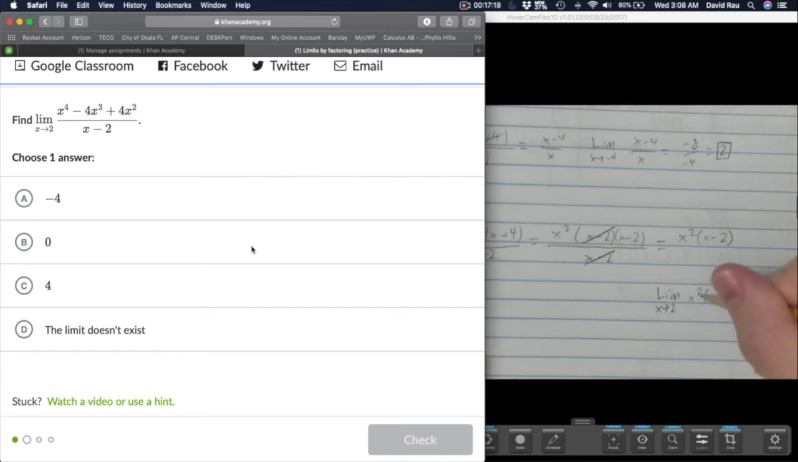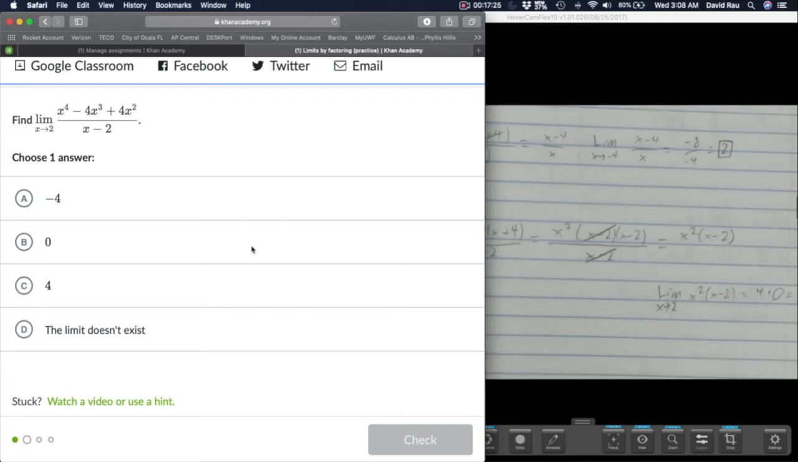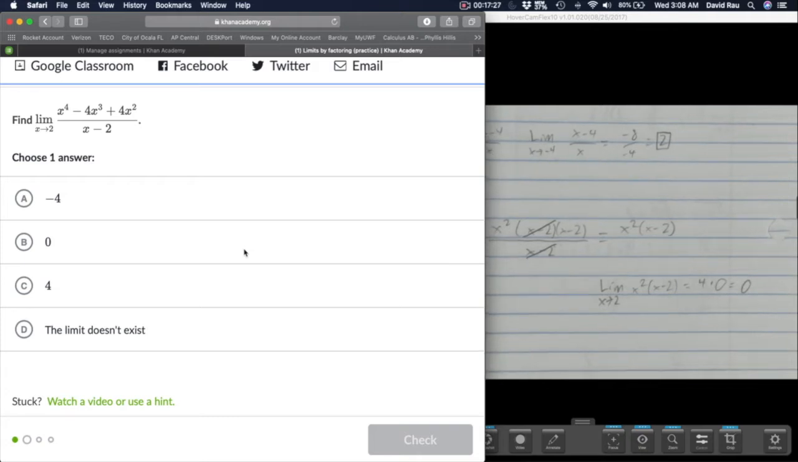All right, when you square 2, that's 4. 2 minus 2 is 0. Now 4 times 0 is just 0. Right? So at first, when we plug in, trust me, you'll end up getting 0 over 0.